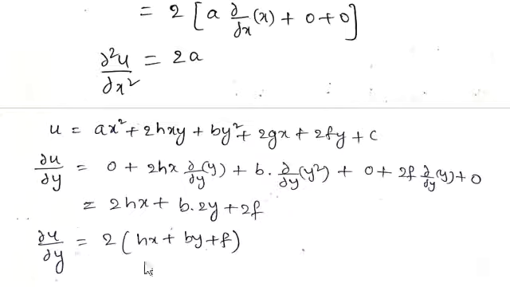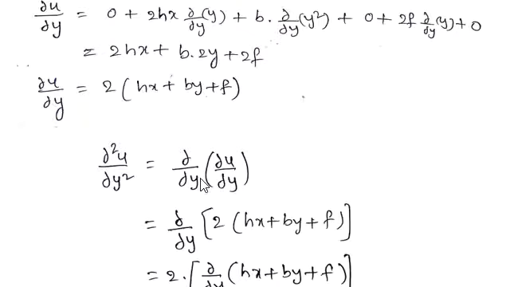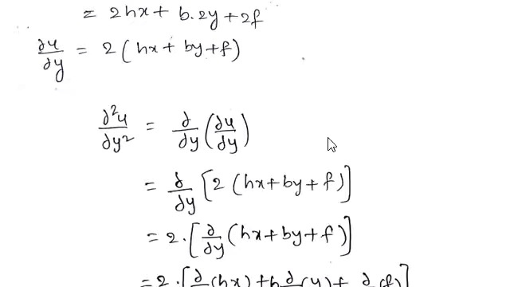This is the ∂u/∂y value, and once again we require ∂²u/∂y². We can write ∂/∂y of ∂u/∂y, that is nothing but ∂²u/∂y². So ∂/∂y means partial differentiation of this with respect to y. We got ∂u/∂y already, so we write that value here, 2(hx + by + f). So 2 is constant, writing outside ∂/∂y of hx + by + f.